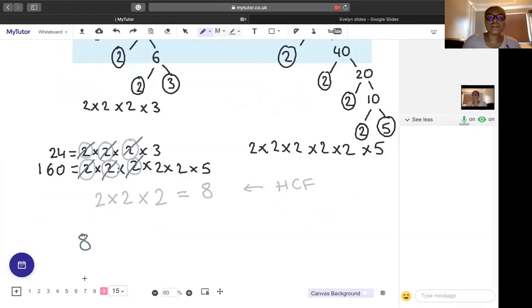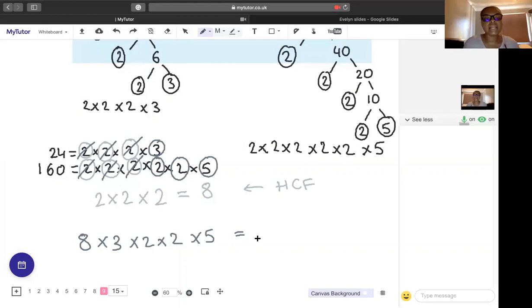Now, we need to go ahead and circle the numbers which we haven't used. So we haven't used a 3, or this 2, or this 2, or this 5. And what we're going to do with them is multiply them with the highest common factor that we just calculated. So we've got 8 times 3 times 2 times 2 times 5.